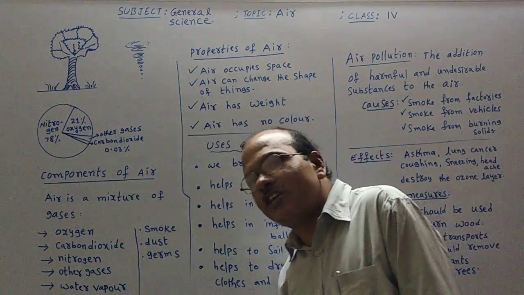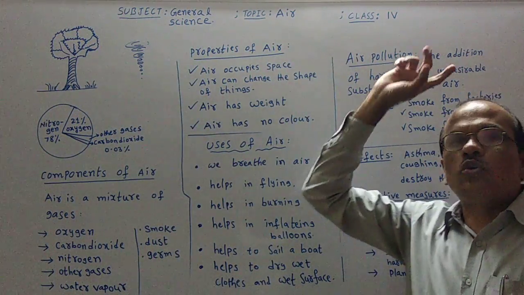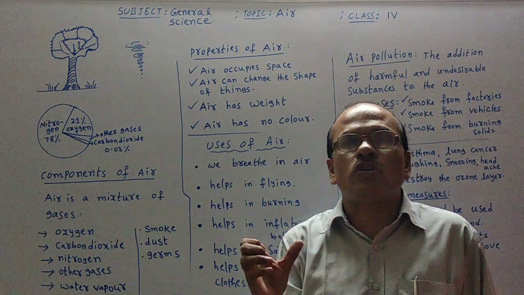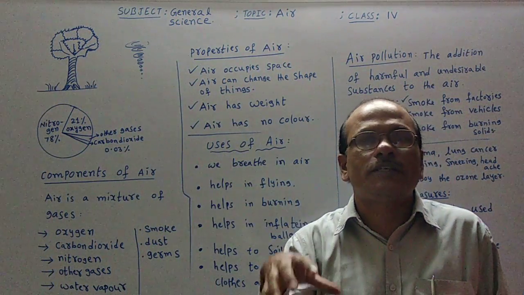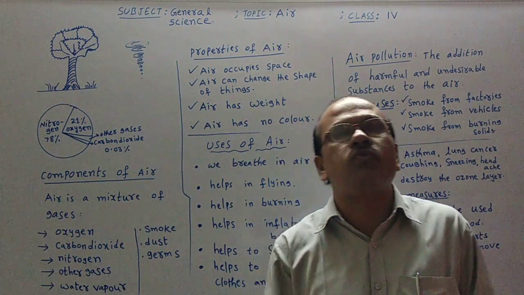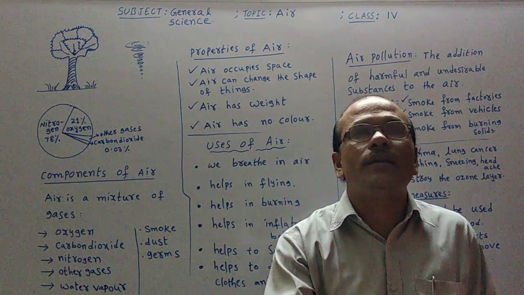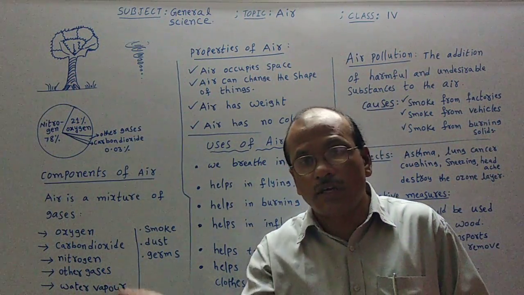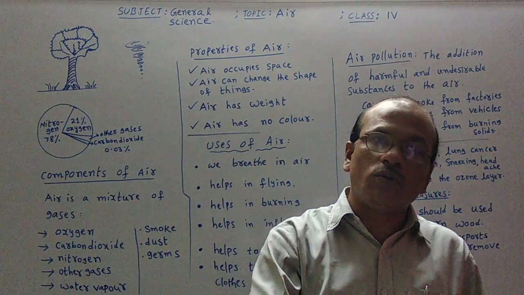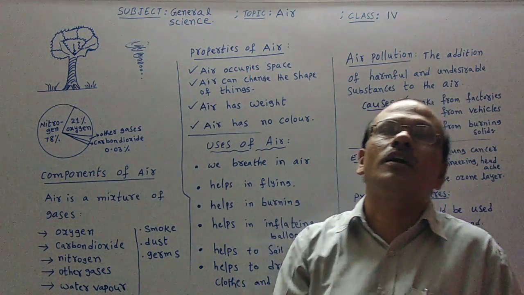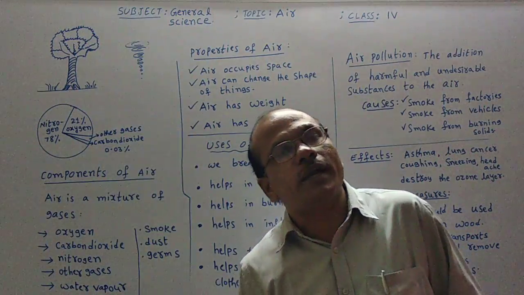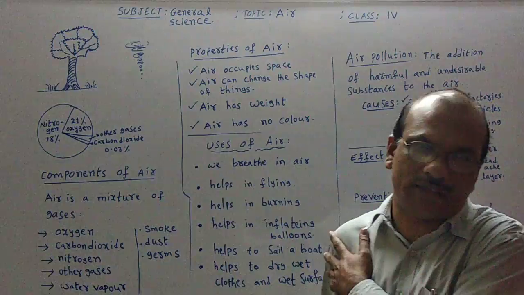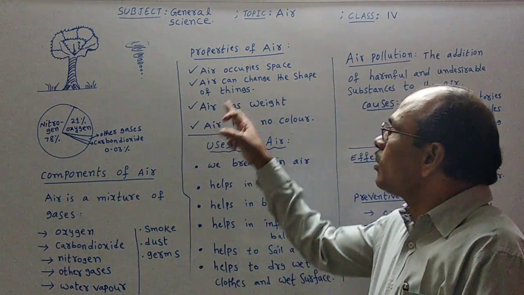Now we will go for the properties of air. Air occupies space. Suppose you take an empty bottle and press the empty bottle into a bowl full of water. Then the water releases some bubbles. It is just because the air which is already present in the empty bottle is coming out, because when water is entering into the bottle, the air is coming out, and it is expressed in the form of bubbles for us. That is air occupying space.